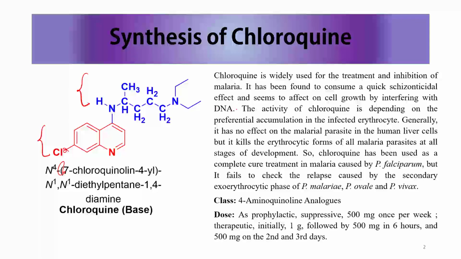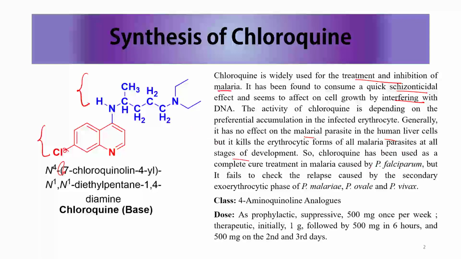So what is chloroquine? Chloroquine is widely used for the treatment and inhibition of malaria. It has been found to have an effect on cell growth by interfering with the DNA. The activity of chloroquine depends upon its superficial accumulation in the infected erythrocyte. So it can be said it has no effect on the malaria parasite in a human liver cell, but it kills the erythrocyte forms of all malaria parasites at all stages of development.